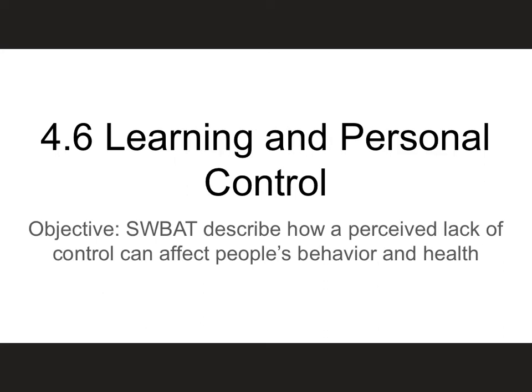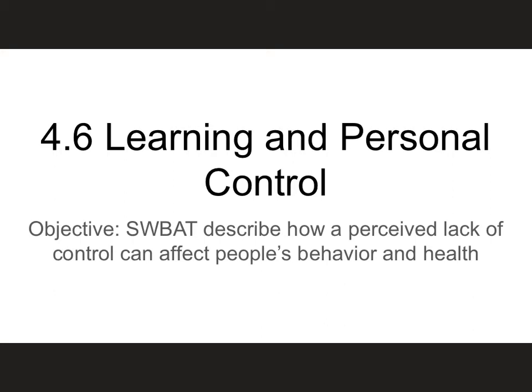Everyone, this is 4.6 Learning and Personal Control. And our objective for today is students will be able to describe how a perceived lack of control can affect one's behavior and health. So, when it comes to learning, we talked about pairing stimuli together, we talked about receiving rewards and punishment, we talked about how cognitive and biological factors play a role in learning.